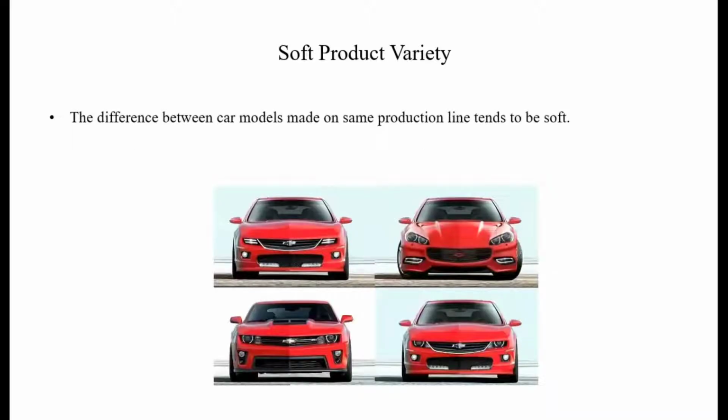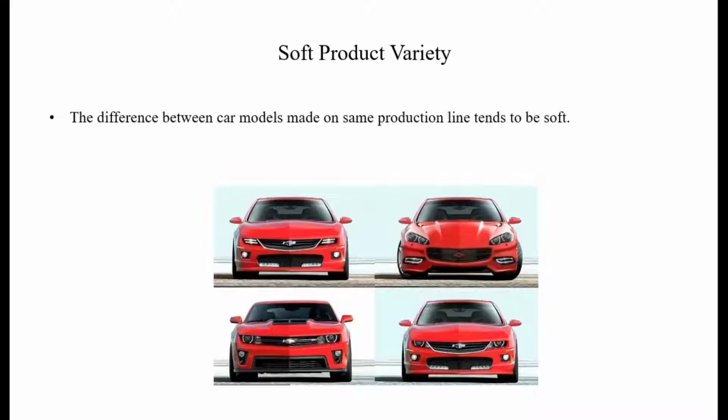And dear friends, when there is only a small difference between the products, this product variety is known as the soft product variety. In the case of soft product variety, there will be a high proportion of common parts among the assembled products. For example, the difference between car models made on the same production line tends to be soft.